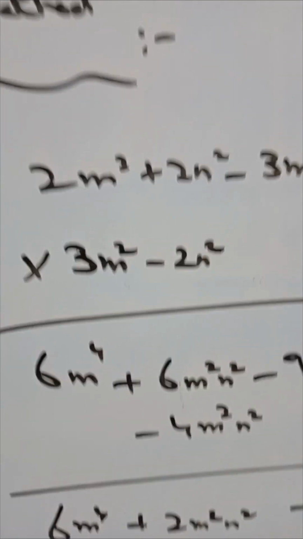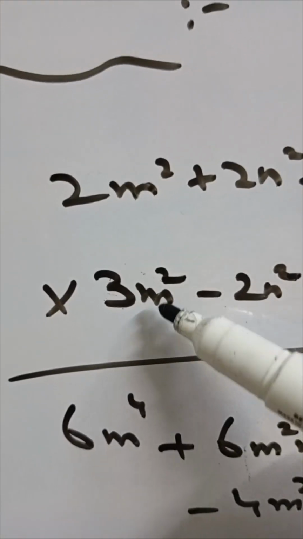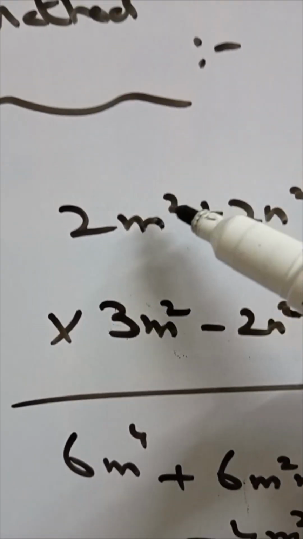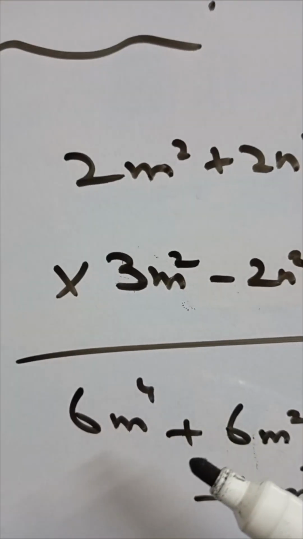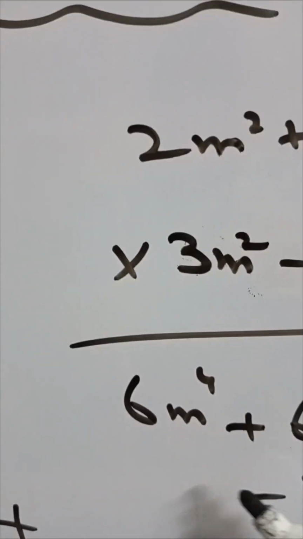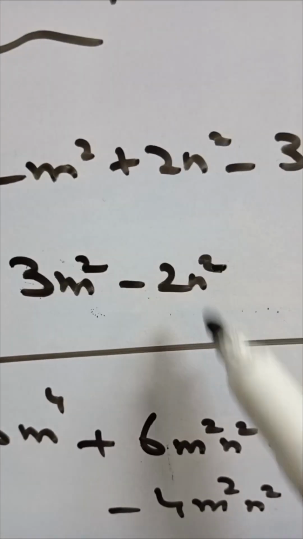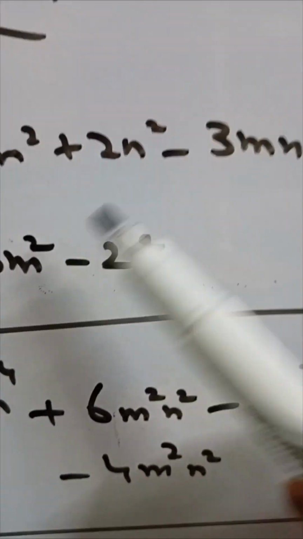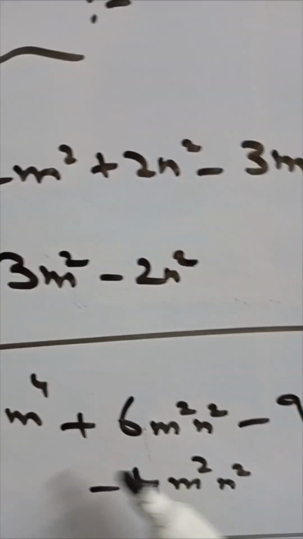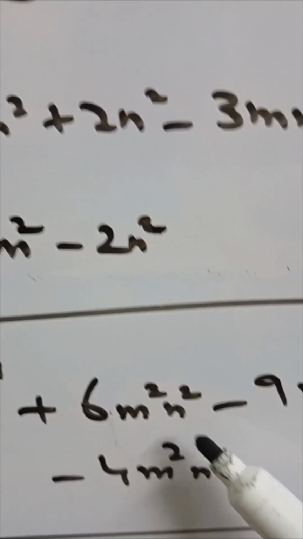So let's begin. 3 2s are 6. M here, m square and m square. The powers of the same base will be added, so it becomes m raised to power 4. Now next, plus 3 2s are 6. M square n square, we don't have the same bases, so that's why we put both m square n square as it is.